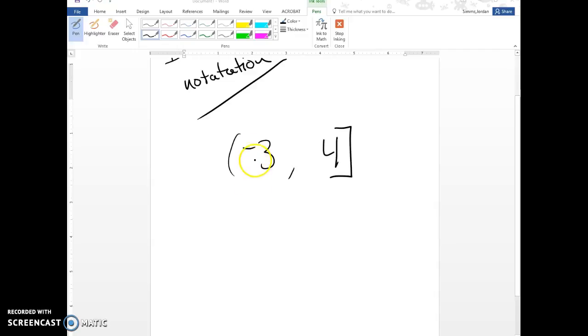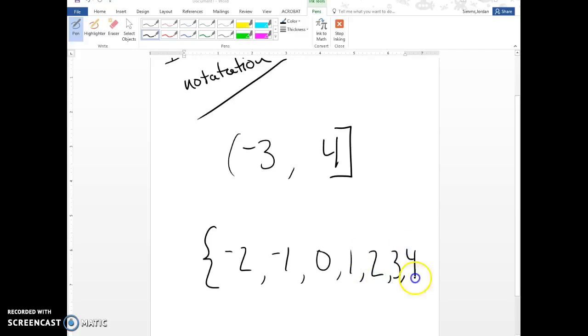What this means is that the soft bracket here indicates that negative 3 is not part of this interval. So if we were to list all the answers using the roster method, I would list negative 2, negative 1, 0, 1, 2, 3, and 4. Those are all my answers. And 4, because there's a hard bracket here, means that we include 4 as part of this interval.